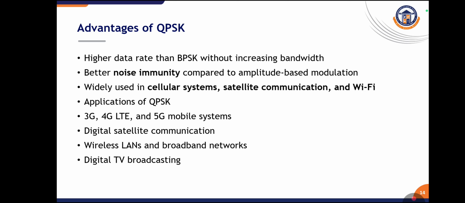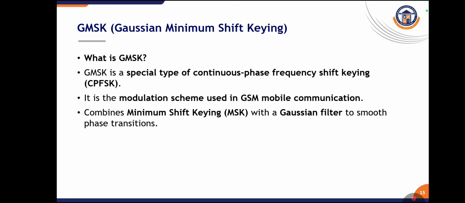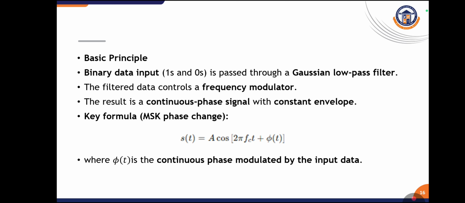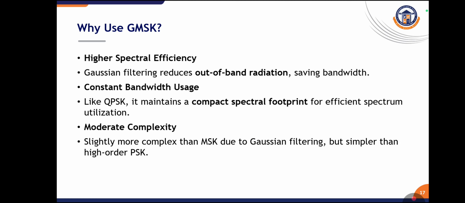Next, the advantages and Gaussian. In Gaussian minimum shift keying, there is continuous phase. The modulation scheme is used here, and the important formula for MSK is S(t) = A cos(2πfct + φ(t)). And in GMSK, low out of band radiation, constant bandwidth and compact spectral footprint are used here.